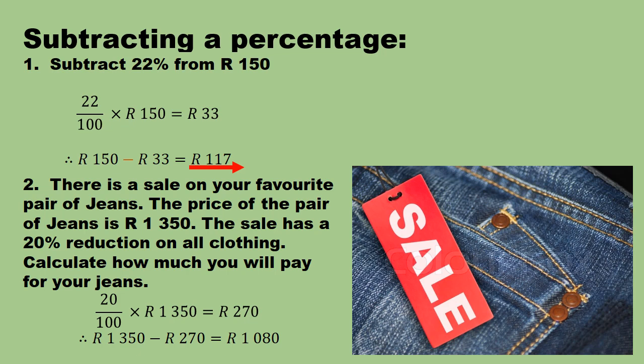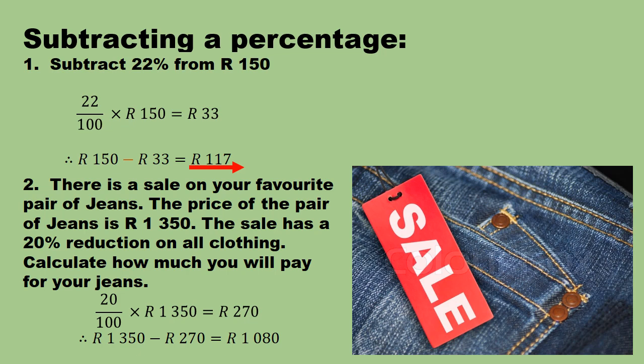So 20% of the 1,350, because you get a 20% reduction, that gives you 270 Rand. 270 Rand that you do not need to pay of that amount. So you take the original price of the jeans, which was 1,350, and you minus the 270 Rand from that to give you that. What are you going to pay for the jeans? It's 1,080.